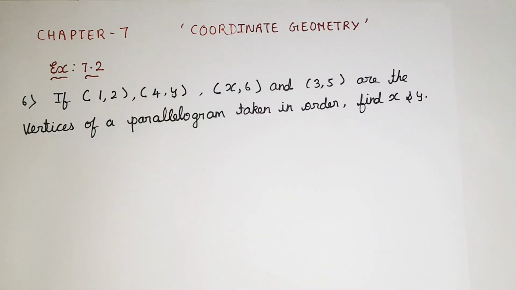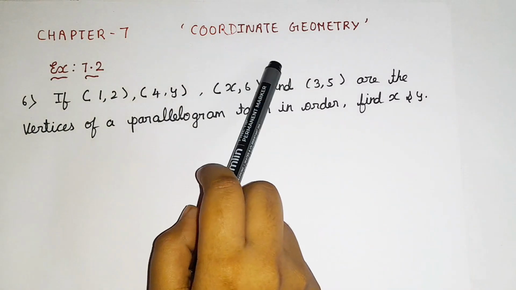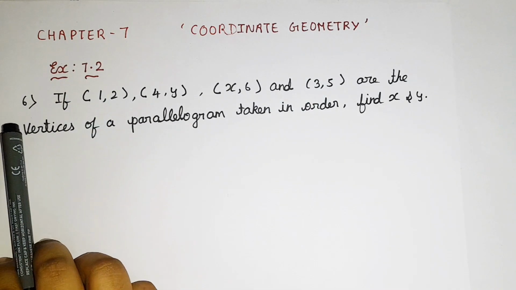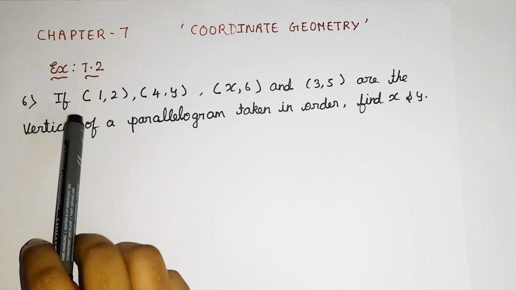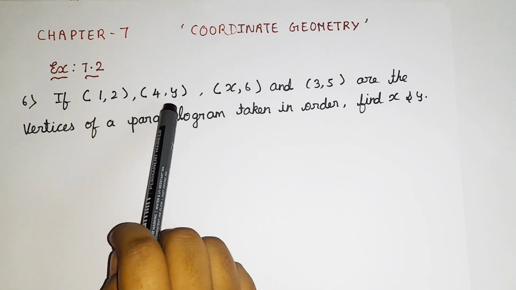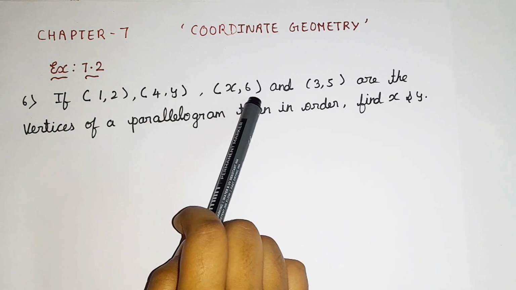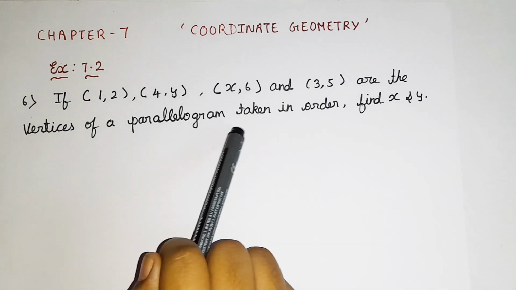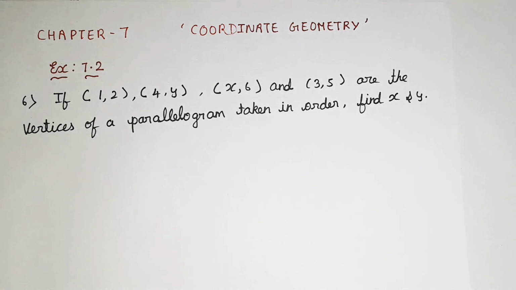Today we are going to be learning Chapter 7 Coordinate Geometry Exercise 7.2, 6th question. Alright, now let's read the question. If (1, 2), (4, y), (x, 6) and (3, 5) are the vertices of a parallelogram taken in order, find x and y. Okay, so this is the question.